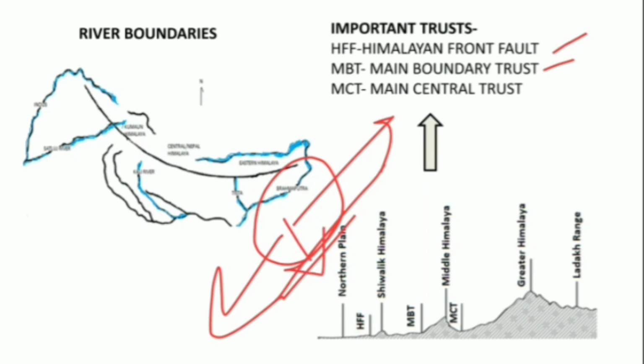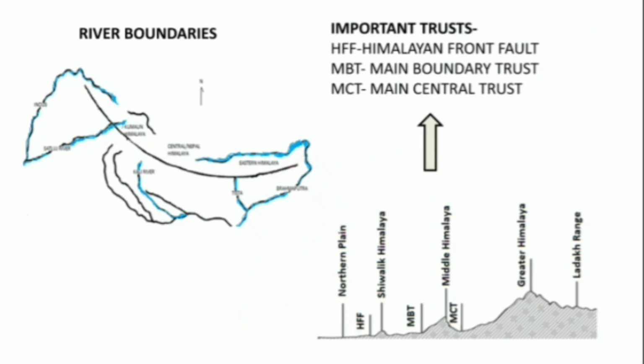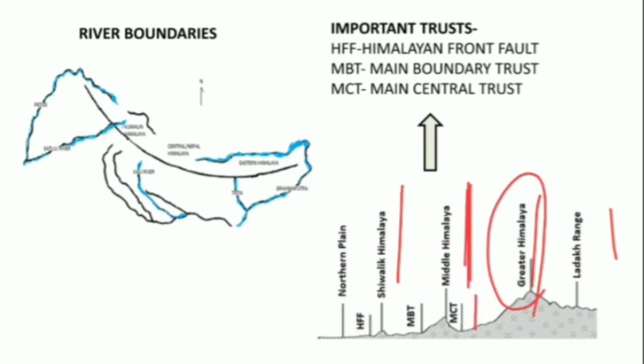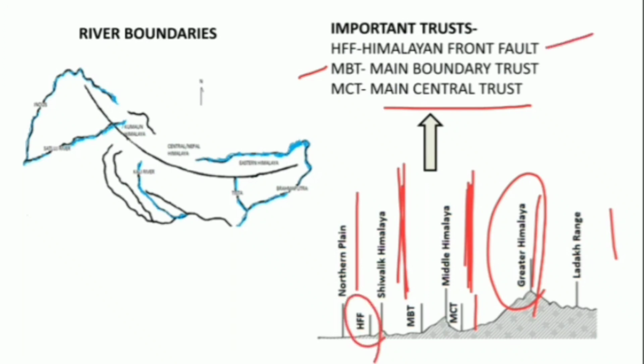Now, from the extreme north to extreme south, we have several subdivisions of the Himalayan region. First, we have Trans Himalaya, then Greater Himalaya, Middle Himalaya, Shivalik Himalaya. In between, we have several faults and thrusts. Just have a look here. In between Greater Himalaya and Middle Himalaya, we have MCT, that means Main Central Thrust. In between Middle Himalaya and Shivalik Himalaya, we have MBT, that means Main Boundary Thrust. In between Shivalik Himalaya and Northern Plain, which is also known as Indo-Gangetic Plain, we have HFF, that is Himalayan Front Fault.